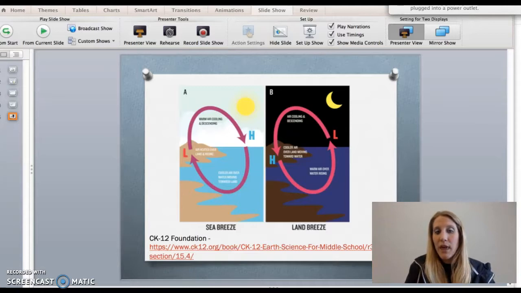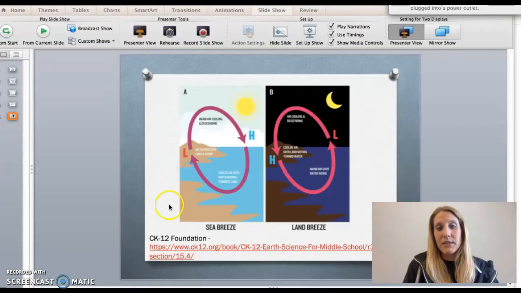When this cool air comes over land, it will push the warm air up. When it pushes that warm air up, it will cause a breeze to occur over the land. And as you can see, it is a movement of high pressure to low pressure. We call this a sea breeze because, if you remember from an earlier unit, winds are named after where they come from. So in this case, the breeze is coming from the sea and going to land. It is a sea breeze.